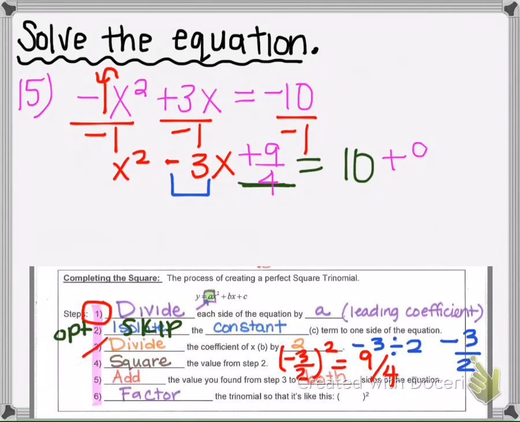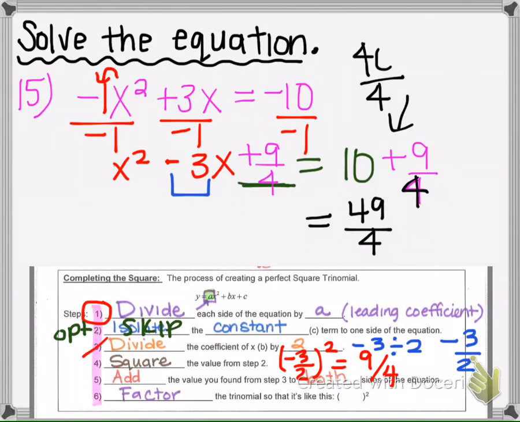So whatever we do to one side, we have to do to the other side. So we're going to simplify here. 10 plus 9 fourths is 49 fourths. Instead of writing it as a decimal, I recommend leaving it as a fraction, because if you didn't have a calculator, it would be easier to have it as a fraction. If you were doing it by hand, remember you need to make 10 have a denominator of 4 so they match. And therefore that's how we get 49/4.